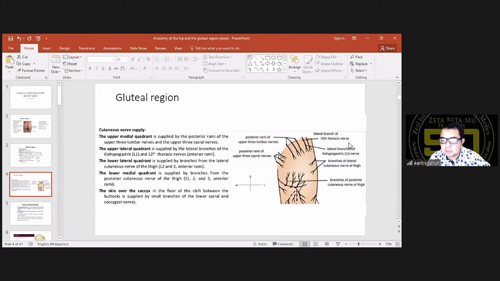The upper lateral quadrant is supplied by the lateral branches of the iliohypogastric, L1, and the 12th thoracic nerve, anterior rami. So this is your upper lateral or upper outer. The lower lateral is supplied by the branches from the lateral cutaneous nerve of the thigh, L2 and L3, anterior rami. And the lower medial aspect is supplied by the branches from the posterior cutaneous nerve of the thigh, S1, S2, and S3, anterior rami. Skin over the coccyx and the floor of the cleft between the buttocks is supplied by a small branch of the lower sacral and coccygeal nerves. It's in your book, so just read up on it.